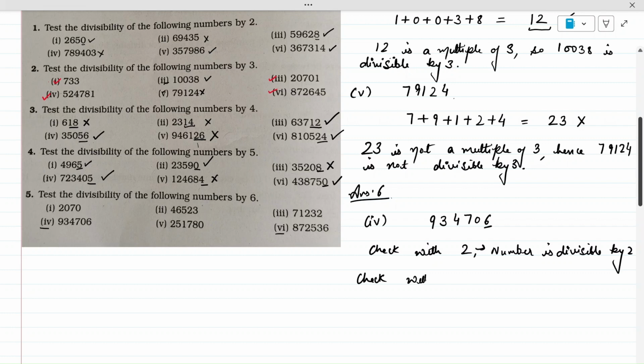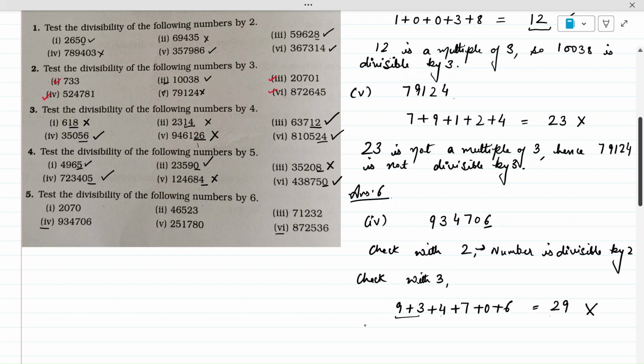Now let's check with 3. What is the criteria for 3? Add up all the numbers. Let's do it. 9 plus 3 plus 4 plus 7 plus 0 plus 6. This is 9 plus 3, 12. 12 plus 4, 16. 16 plus 7 is 23. 23 plus 6 is 29. So when we add up all these numbers, we will get 29, which is not a multiple of 3, because the criteria was the sum of the digits should be a multiple of 3, which is not.